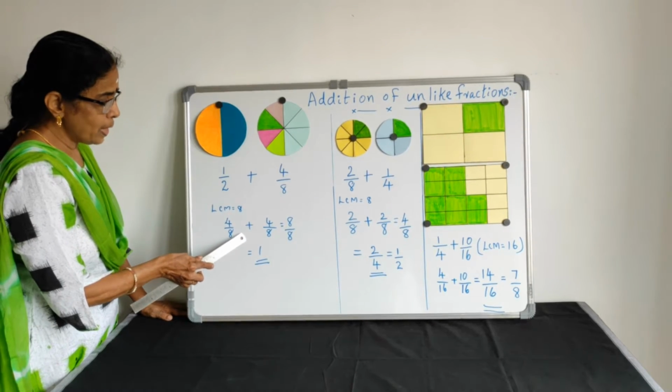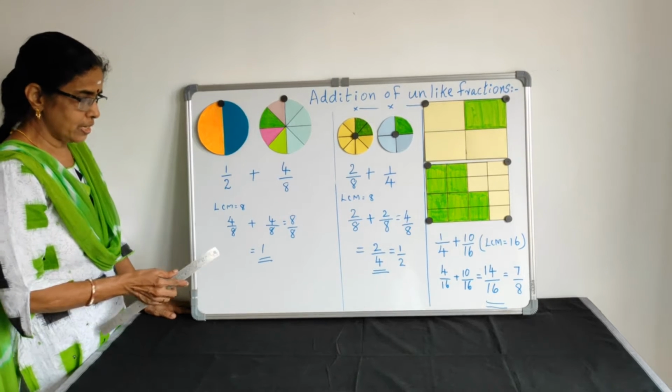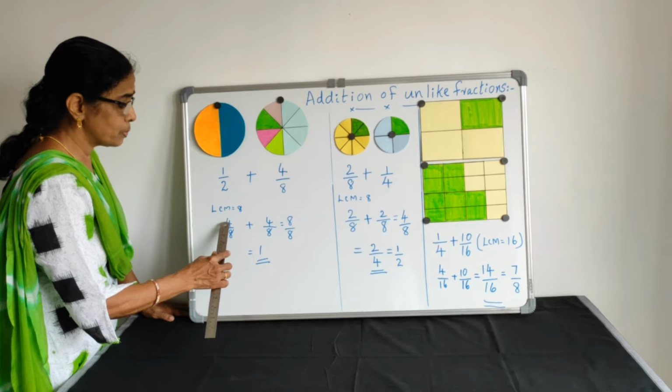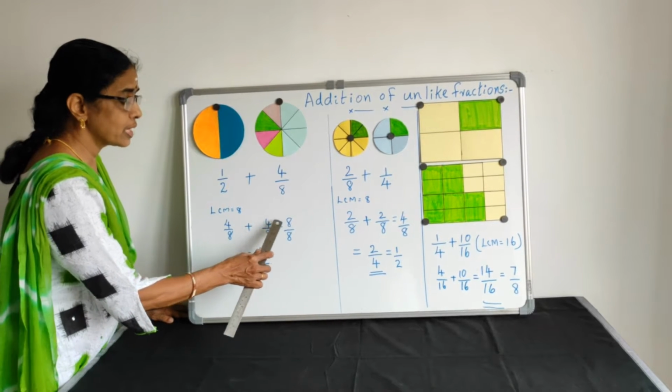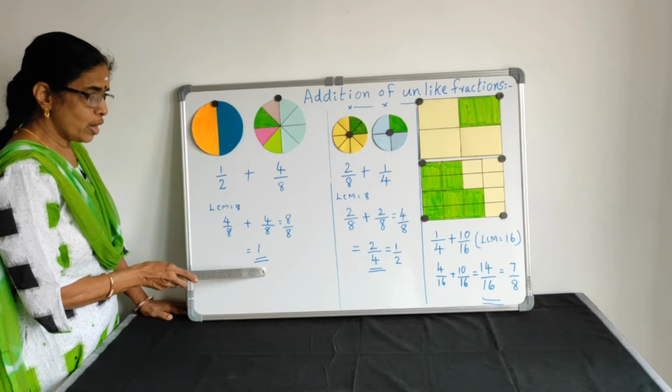Again, 4 by 8 plus 4 by 8. Like fraction addition: the denominator remains the same. You have to add the numerators. 4 plus 4 gives 8. 8 by 8. What is 8 by 8? 1 whole.